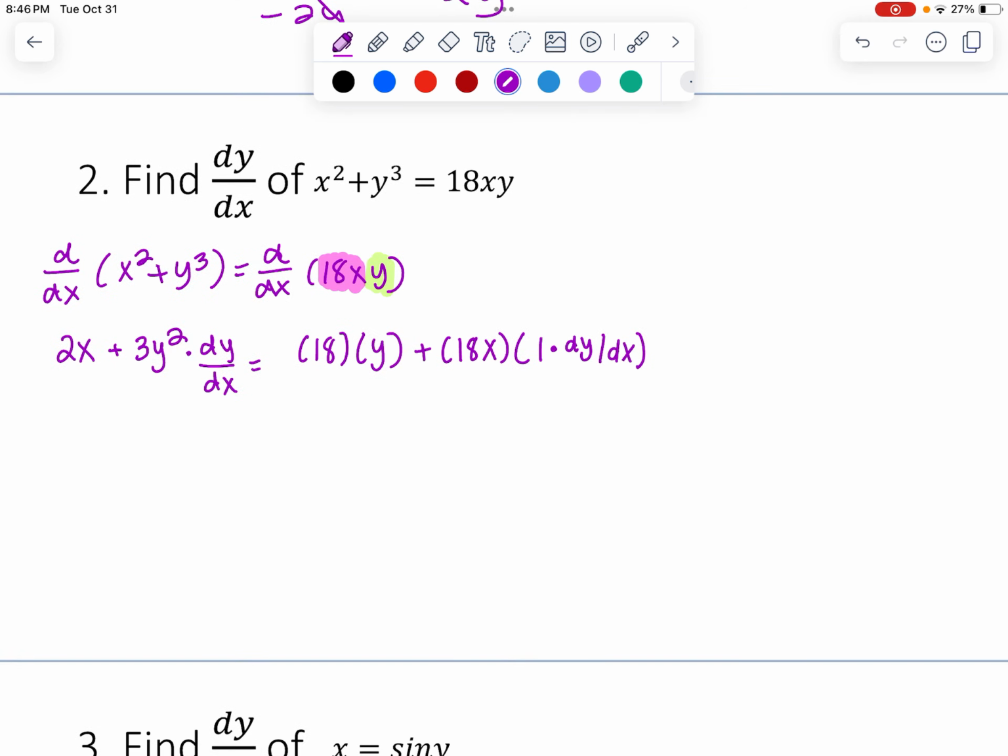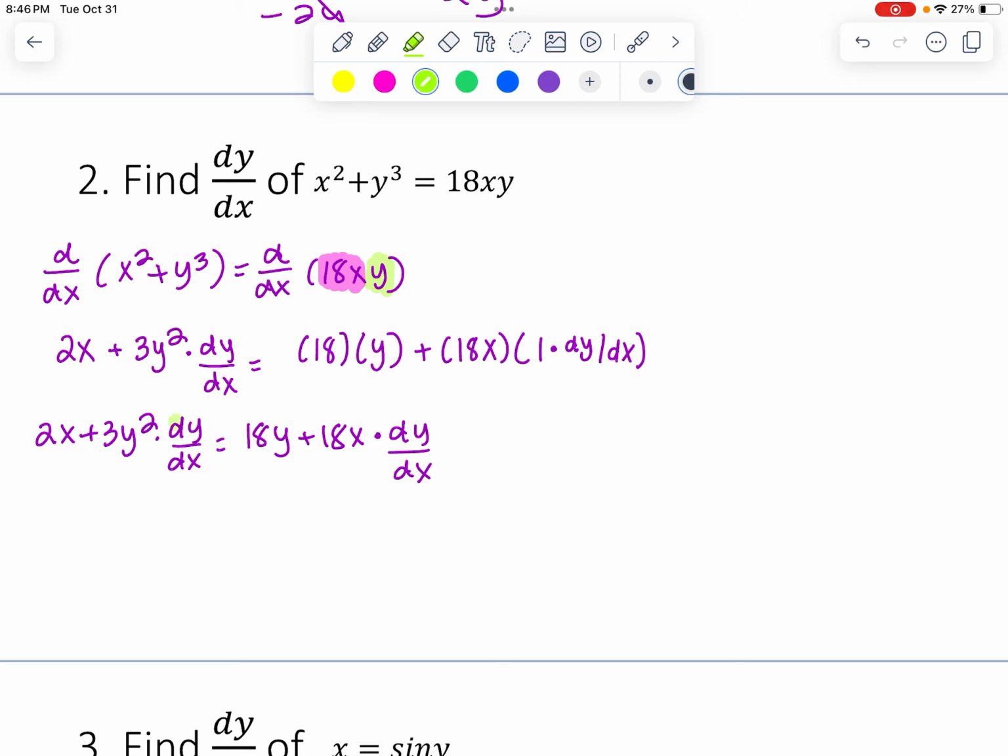My next step is I need to get the terms that have dy/dx on the same side. But let me just take a second and clean this up real quick before I do that. That side was fine, but I'm going to write it as 18y plus 18x times dy/dx. That might not make a big difference to you, but basically what I need to do next is get these dy/dx's on the same side, and get the things that aren't dy/dx on the other side.